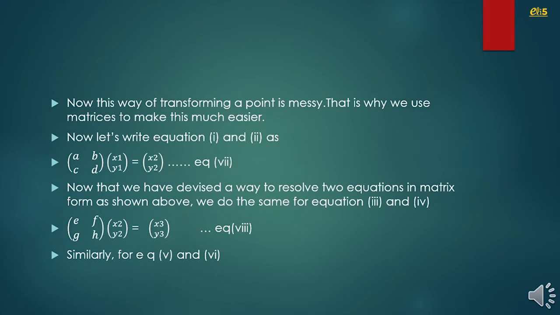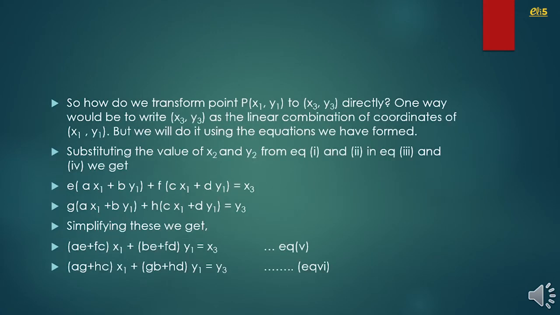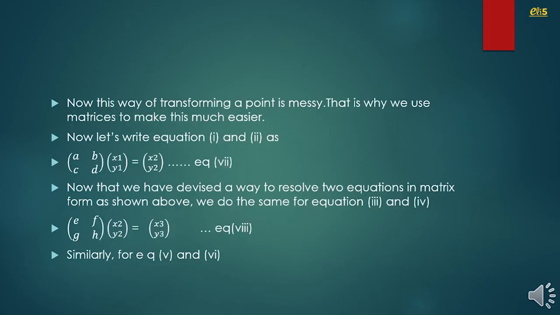Moving ahead. Now, this way of transforming a point becomes a lot messier. When you're dealing with a large number of points and you just keep on making transformations, dealing with linear equations like this becomes a bit more messy and confusing. And that is why we use matrices to make this much more useful. So we write these linear equations in the form of matrices.